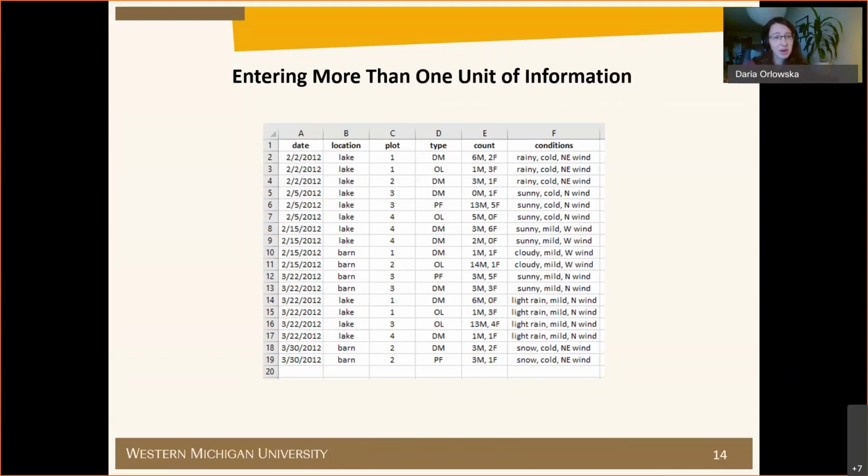The other thing you can keep in mind is column F, you have weather conditions, and they're very repetitive, and those can also be split up into their own columns if you are also using those for analyses, because that will save you some time in the future.